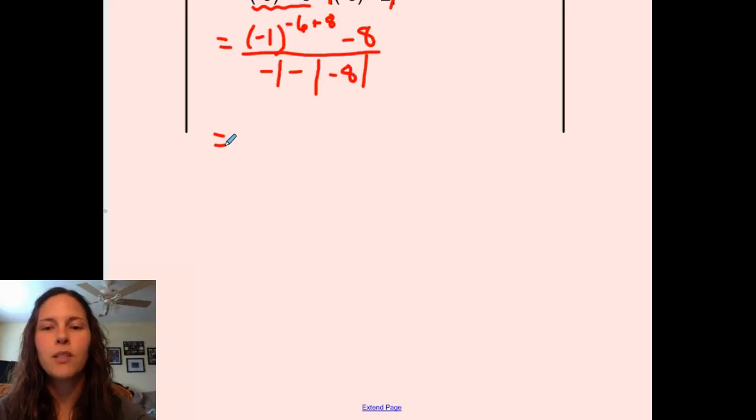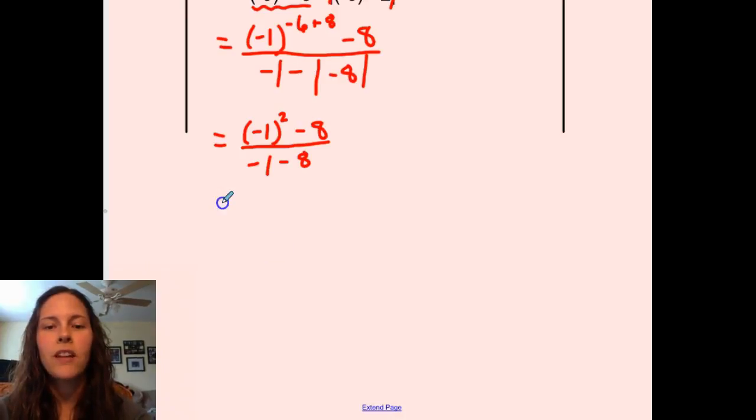In the numerator, I'm still working on that exponent. Negative 6 plus 8 is 2 minus 8. In the denominator, I need to take the absolute value of negative 8, which is positive 8. The subtraction sign in between the negative 1 and 8 stays a subtraction sign. It's just that the negative 8 became positive.